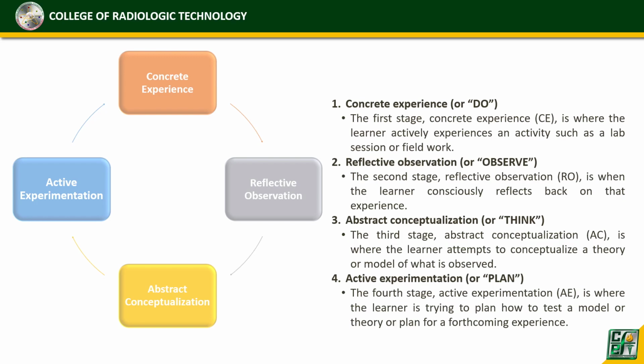Okay? And then, number 4 is active experimentation, or plan. So in this stage, the learner tries to plan how to test the new model or theory, or plan for a forthcoming experience. Okay? So, dito muna susubukan na gumawa ng plano yung na-conceptualize mo na model or theory. So, siya ay cycle.